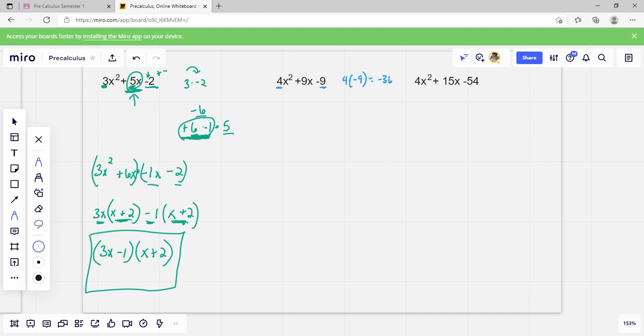Now I need to find the factors of negative 36 that I can add up to get positive 9. Okay, so I could say 36 times 1. I know it's not that. 2 times 18. 18 minus 2 is not going to equal 9. I could say 3 times 12. Now, if I did 12 minus 3, right, I'm going to get 9.